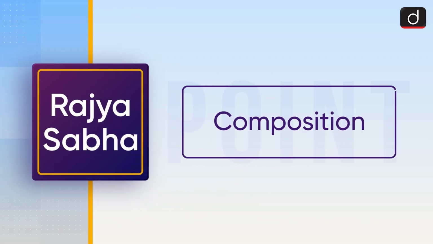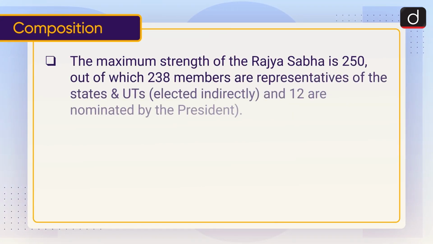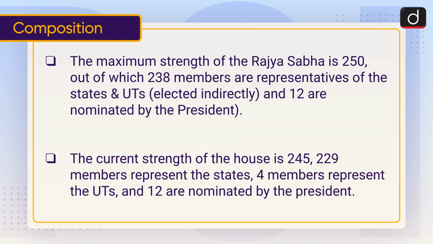Now moving on to its composition. The maximum strength of the Rajya Sabha is 250, out of which 238 members are representatives of the states and UTs elected indirectly, and 12 are nominated by the President. The current strength of the House is 245. 229 members represent the states, 4 members represent the UTs and 12 are nominated by the President.